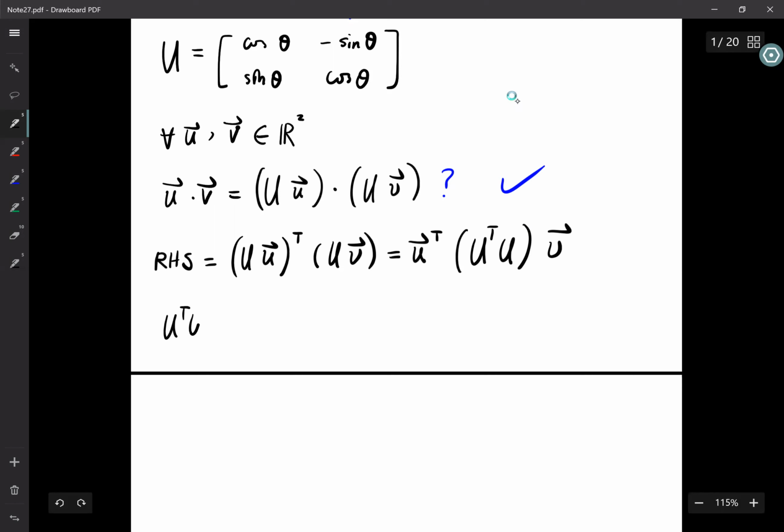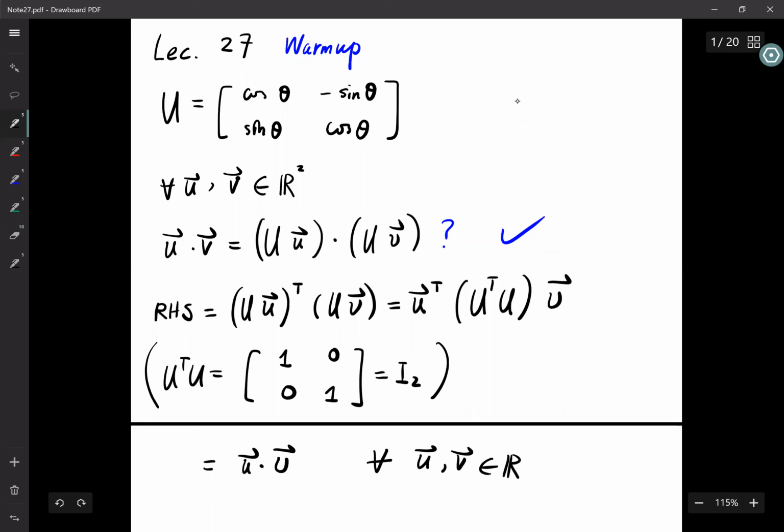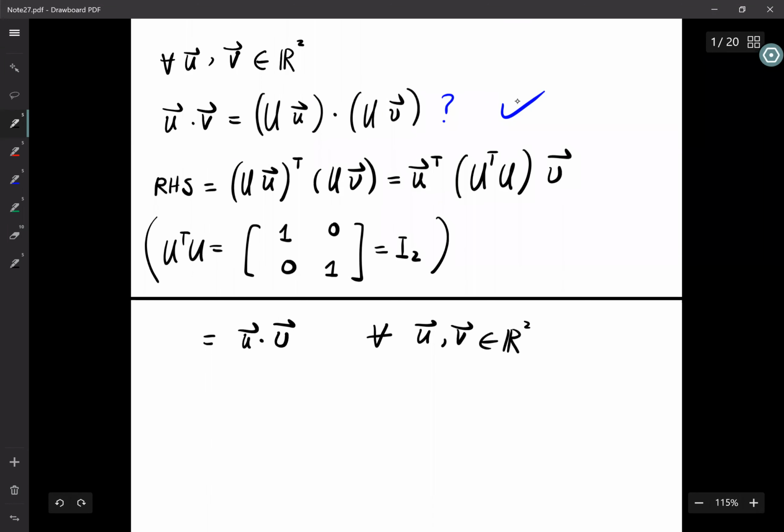So let's compute U transpose U. This is cosine theta squared plus sine theta squared, and this is 1. Then there's a cosine theta sine theta minus that, which is 0. So this is 0, and this is 1. So direct calculation shows that this is I2. Therefore, the right-hand side is equal to u dot v for all u, v in R2, and therefore it is correct.